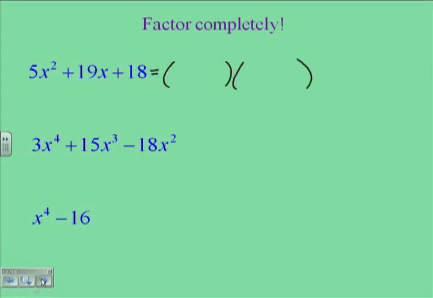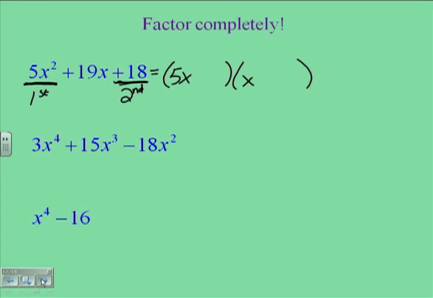Now, remember, you always start with this first term. What would I multiply to get the 5x squared? And you want to take it down to a lower degree, so it'd have to be 5x and 1x. It's the only way I'm going to get that 5x squared. Now, how do I get a plus 18? You have to skip over that middle term. Here's the second thing you look at.